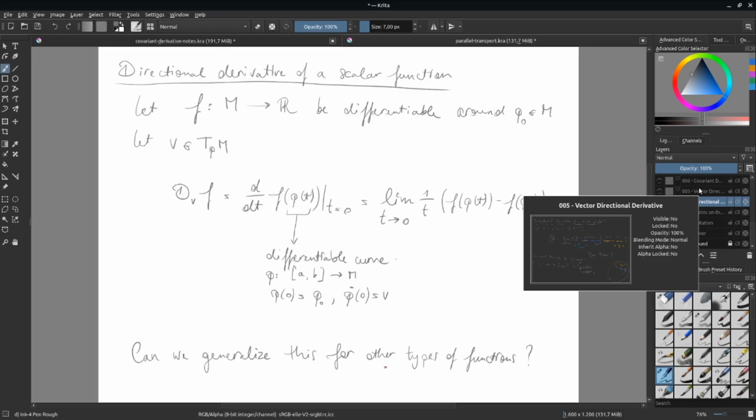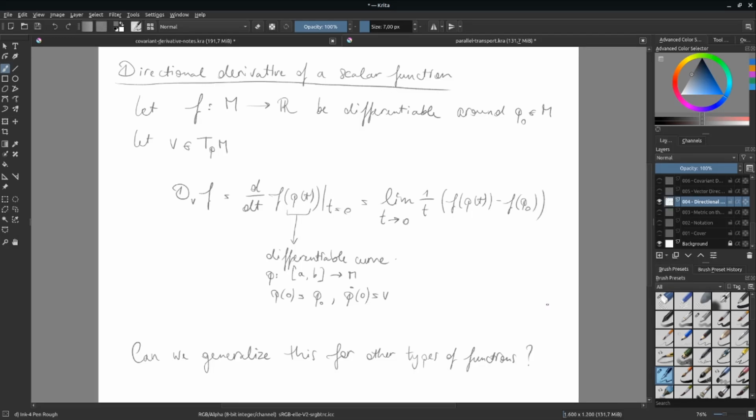So that was the example. We'll keep using that example as we go along, but let's move on. The main thing we're trying to do here is to extend the notion of a directional derivative to arbitrary fields. If we have a scalar field, a function from the manifold to the real numbers, that's differentiable in some sense, which is made precise when you think about coordinate systems, but let's not worry too much about it.